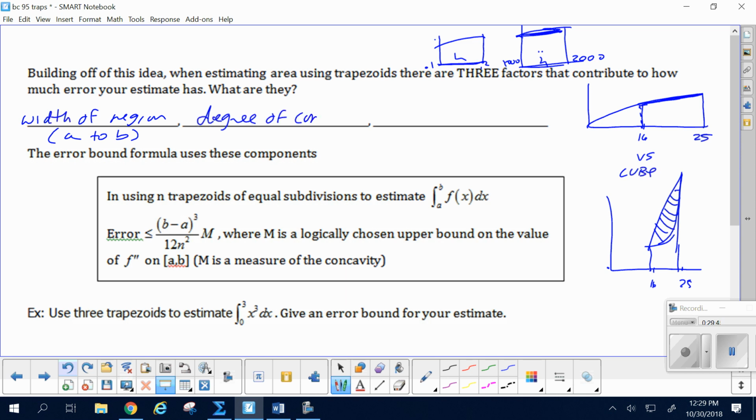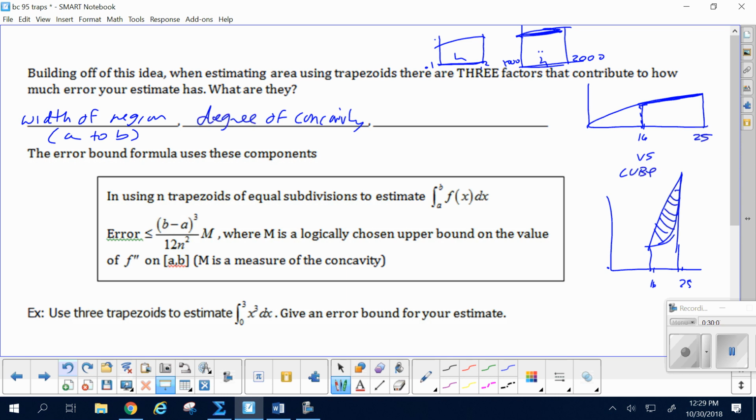How much concavity? Now, I think you'll agree that if it's curving, it probably has lots of different second derivatives. So we'll probably not just focus on what's concave at the starting point and ending point, but what's the greatest possible concavity.